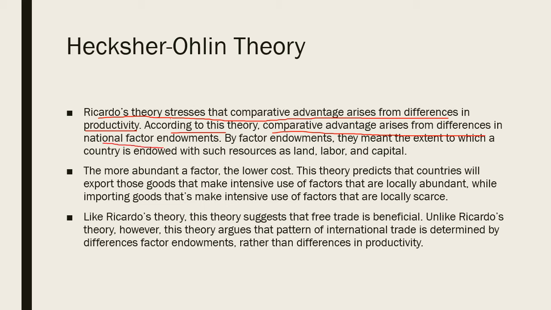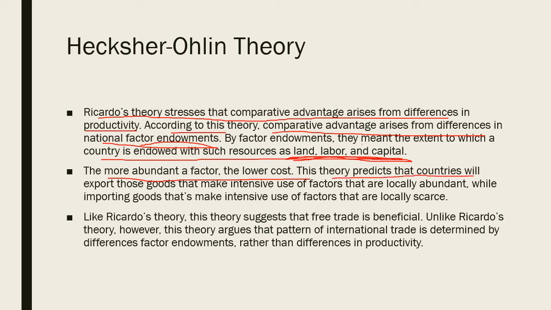What does that mean, factor endowments? It means that countries are endowed with resources like land, labor and capital. These are the factor endowments. Obviously, capital investment, land, labor are the most important part. The more abundant a factor, the lower the cost. Okay, if you have more labor, then the cost is much lower, right?